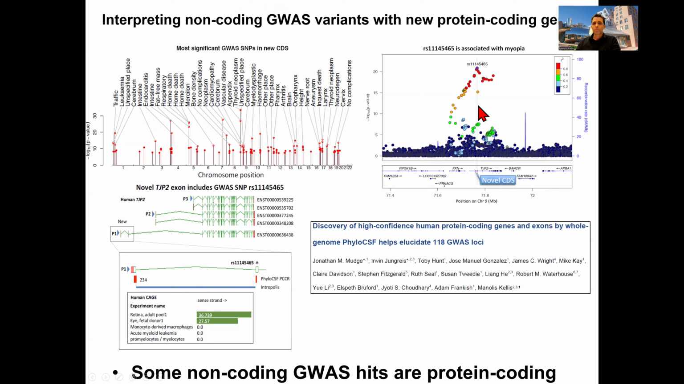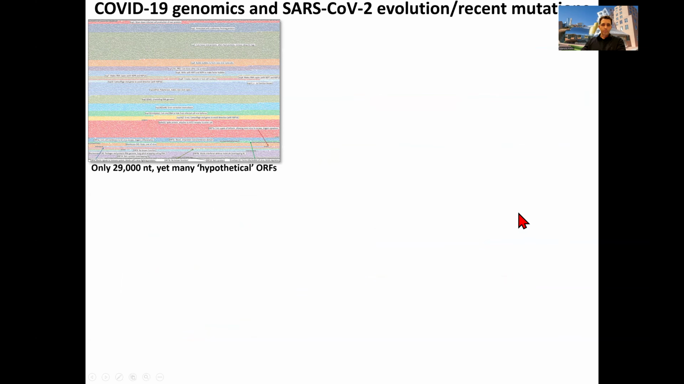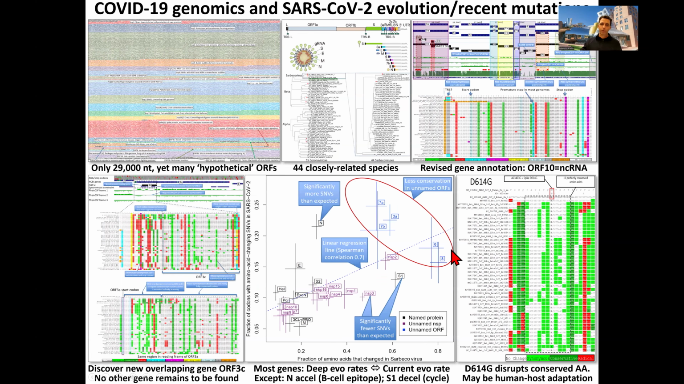Okay, so this is kind of cool. We can now start annotating non-coding regions to actually be coding, and we have 118 such locations associated with a diversity of traits that are now protein coding. You can do the same thing in other species. So we've done that for human, we've done that for Drosophila, we've done that for yeast.